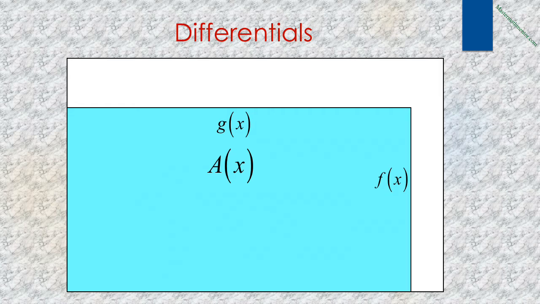Think of f of x as one dimension of a rectangle and g of x as the other dimension of the rectangle. Then the area A of x is equal to f of x times g of x and can be represented as the light blue region in the figure.